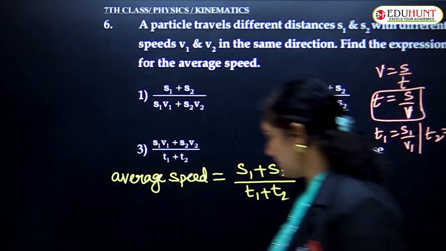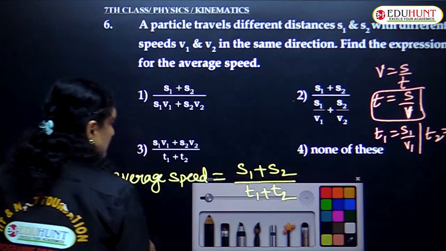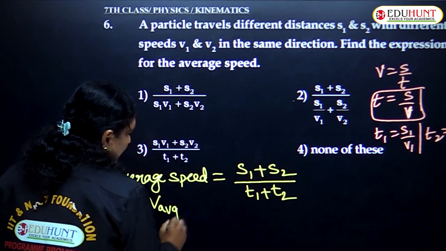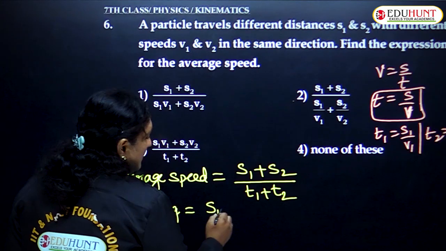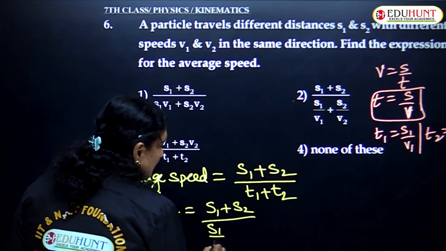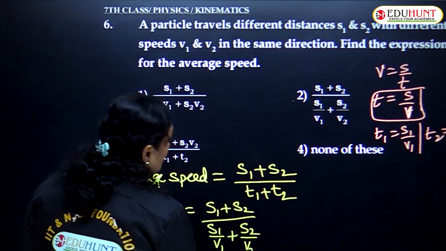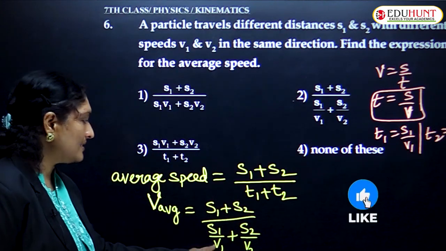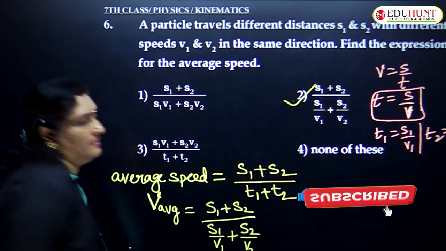Now, replacing with those values, how much are you getting, children? Average speed, I can even write it symbolically like this. V indicates speed and this is average speed. It's nothing but S1 plus S2 upon T1, which can be written as S1 by V1, plus T2, which can be written as S2 by V2. So, the formula for average speed is S1 plus S2 by S1 by V1 plus S2 by V2. So, here goes your right answer.